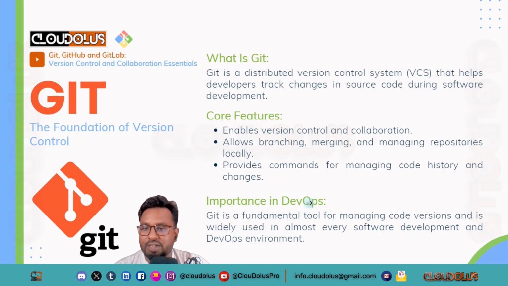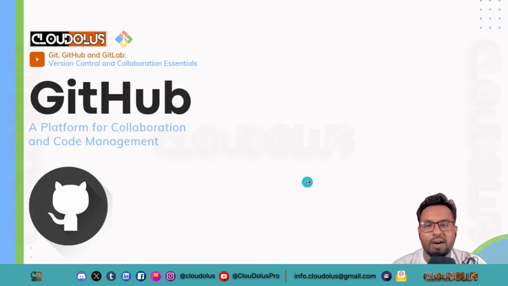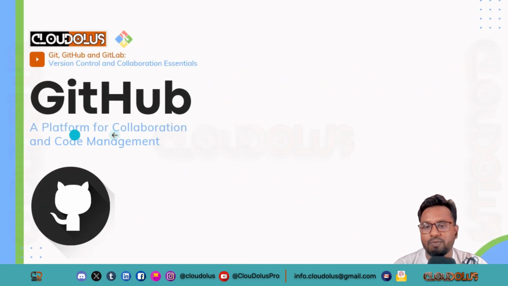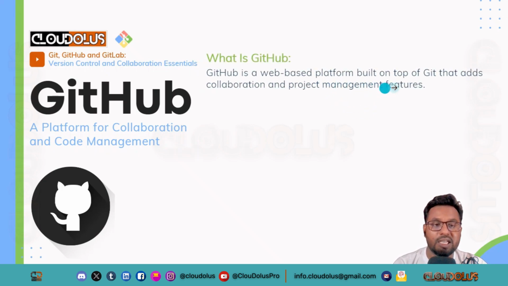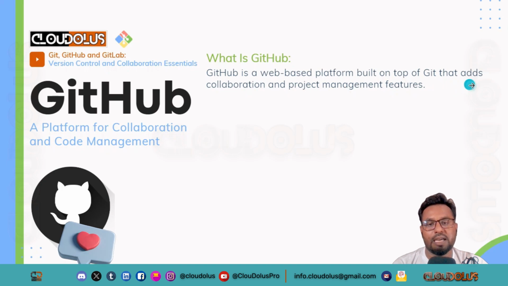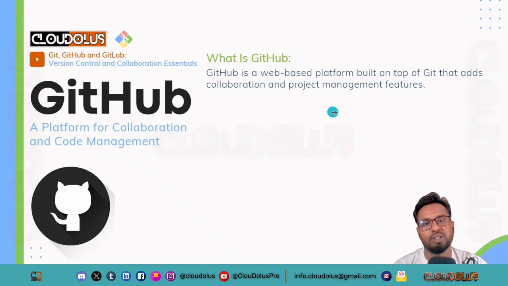Next we are going to discuss GitHub. GitHub is a platform for collaboration and code management. What is GitHub? GitHub is a web-based platform built on top of Git that adds collaboration and project management features. So it is a web-based platform built on top of Git, with collaboration and Git management features added. So this is GitHub.